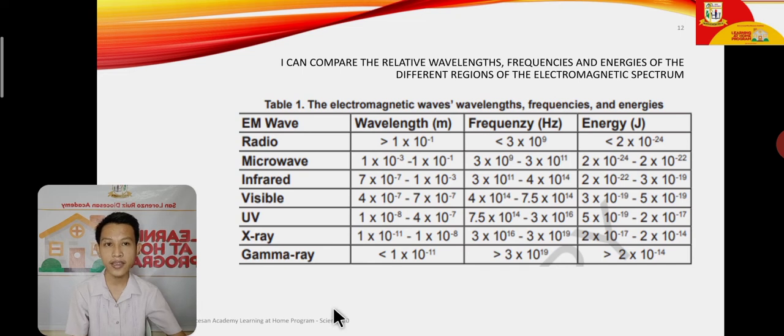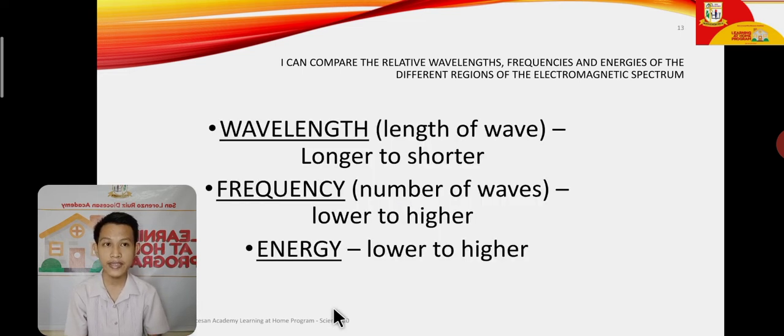So, let us summarize. Okay? I can compare the relative wavelengths, frequencies, and energies of different regions of the electromagnetic spectrum. So, yun yung una nating objective. Una, for wavelength or the length of the wave, longer to shorter. Yun yun na, tandaan na. From the left side to the right side, the wavelengths of the electromagnetic waves go from longer to shorter. Okay? For frequency or number of waves, lower to higher. Mas kakaunti, paparami. And then for energy, the same. Lower energy to higher energy. So these are the comparison between the wavelength, frequency, and the energy present in the electromagnetic spectrum.